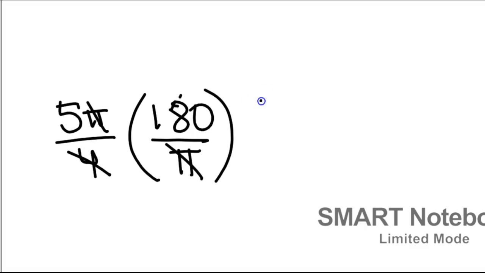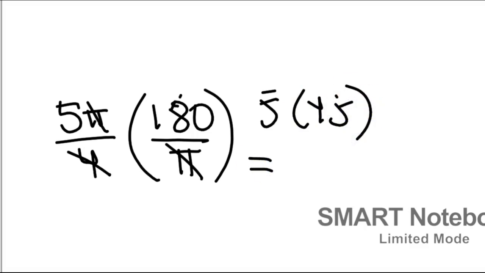Okay, so then I'd have 5 and I would have 45. My board is horrible. And so 5 times 45 is 225. So the degree is 225.